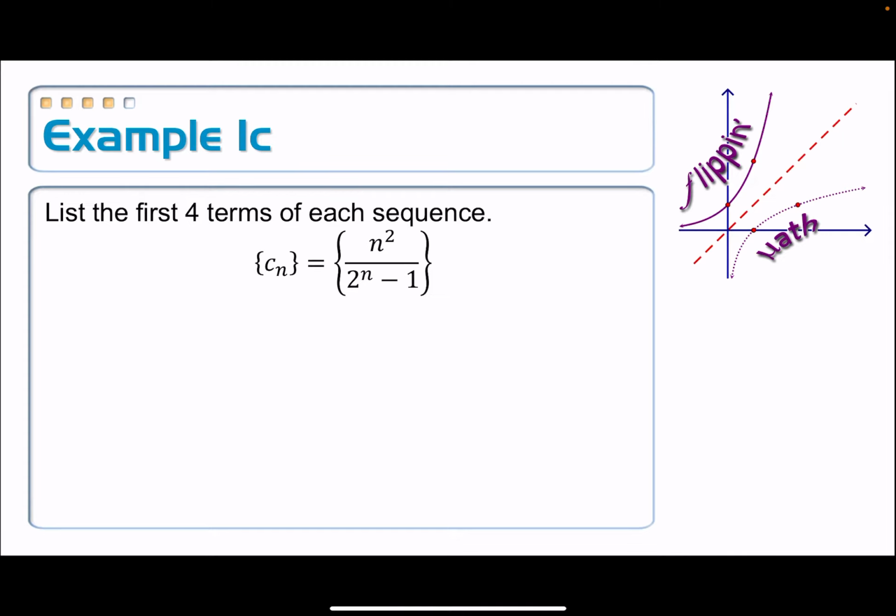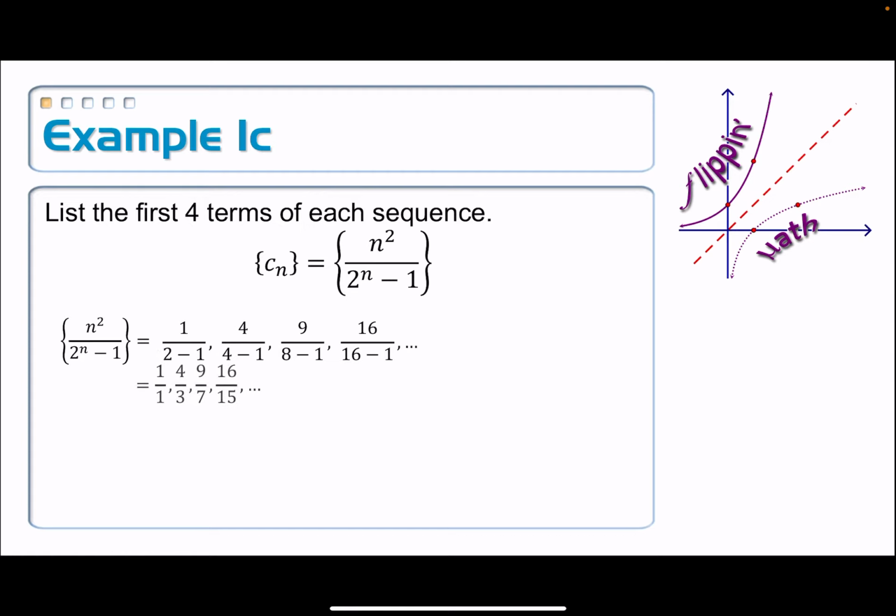Okay, well, let's look at this example 1c. What are the first four terms of this sequence? We've got n squared over 2 to the nth minus 1. So again, assuming that we're starting with a 1, it didn't indicate it, we're going to start with a 1. We'd have 1 squared over 2 minus 1. Then we'd have 2 squared over 4 minus 1. And then 3 squared over 8 minus 1, and so on.